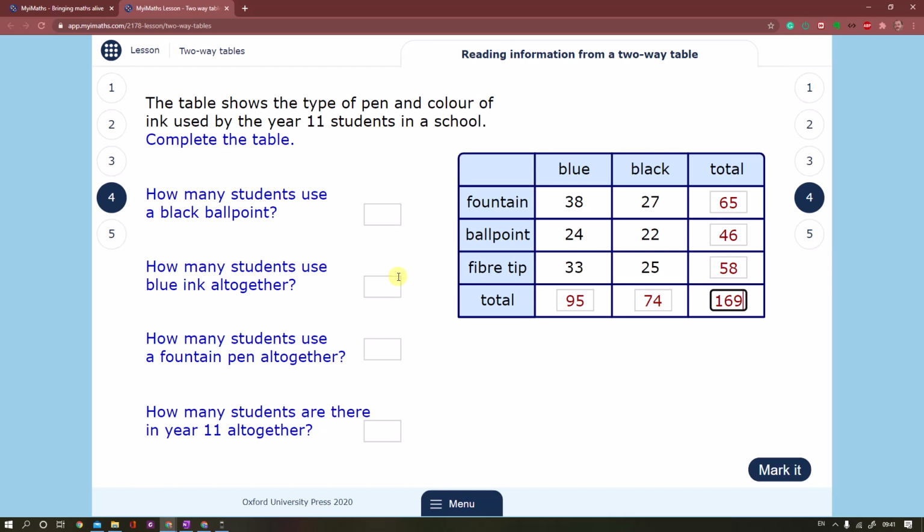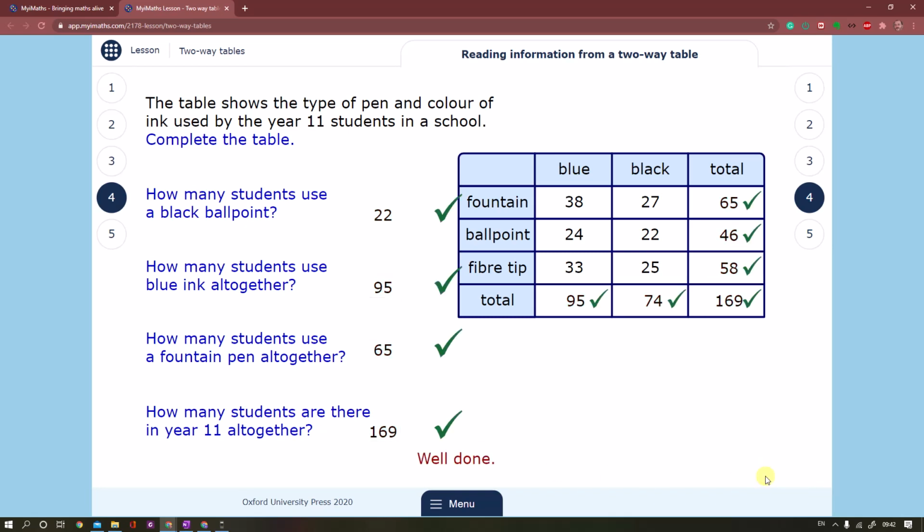And then normally we get asked questions. How many pupils use a black ballpoint? So ballpoint and black is 22. That describes these people in here. Students with blue ink altogether, so all the blue inks is 95. How many students use a fountain pen? Everybody across there, which is 65. And how many students are there in year 11 altogether? Well, that's everybody. That's the total. It's 169. Check it. Everything's done.